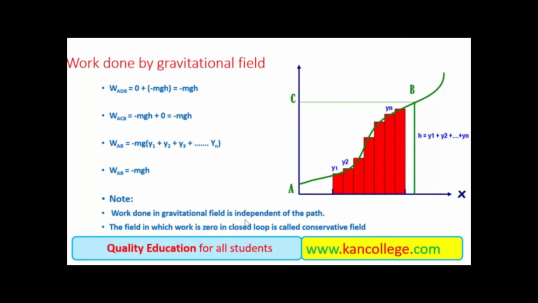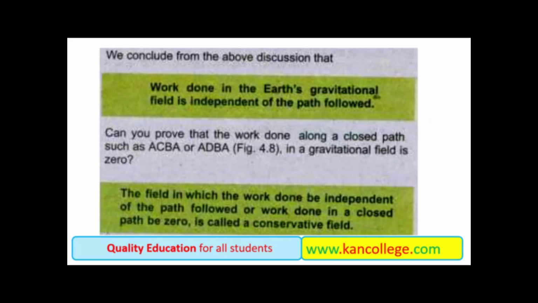It means that the work done in the gravitational field is independent of the path, whether the object is moved from A to D, D to B, or A to C and C to B, or directly from A to B. There can be any path, but the work done in the gravitational field remains the same. So work done in the gravitational field is independent of the path. The field in which work is zero in a closed path is called a conservative field. It means that if from A to B we have to perform work, then from B to A that amount of work will be retrieved again. So the total work done from A to B and B to A again will be zero. And this type of field is known as a conservative field. We conclude from the above discussion that work done in the Earth's gravitational field is independent of the path followed.